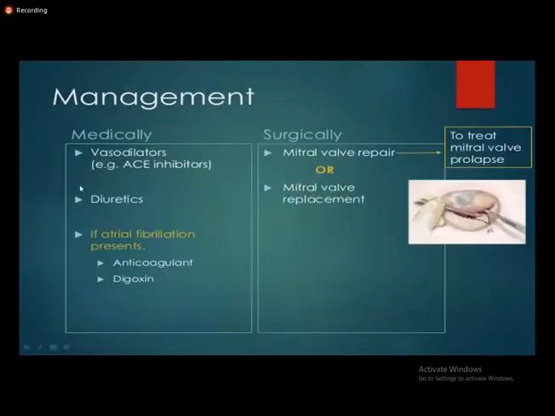Medically, you have to give diuretics, pills which increase the fluid in the urine and decrease the shortness of breath. If atrial fibrillation is present, you have to control the heart rate with digoxin, and you have to give anticoagulants. Sometimes, ultimately, if the patient is very symptomatic, you have to replace the valve. That is known as mitral valve replacement or mitral valve repair.